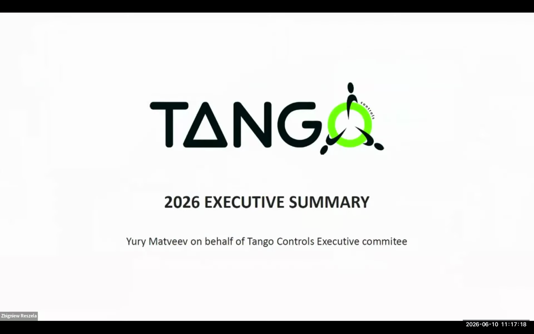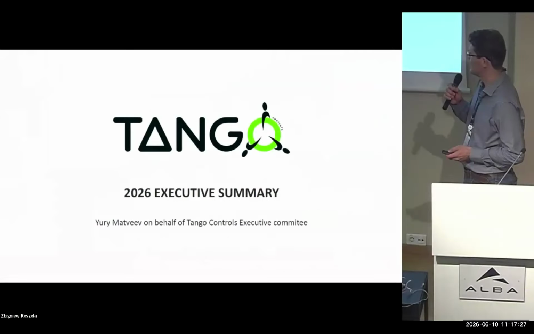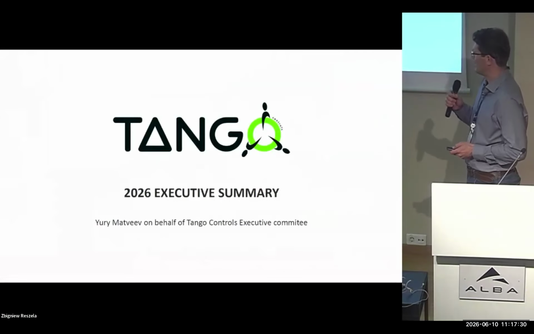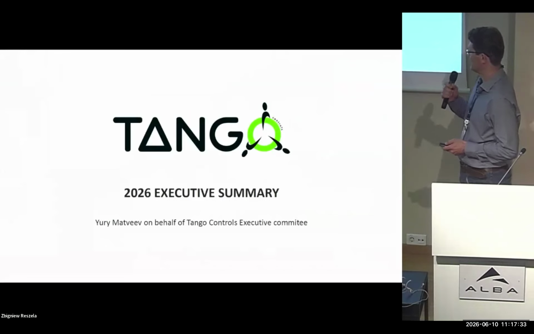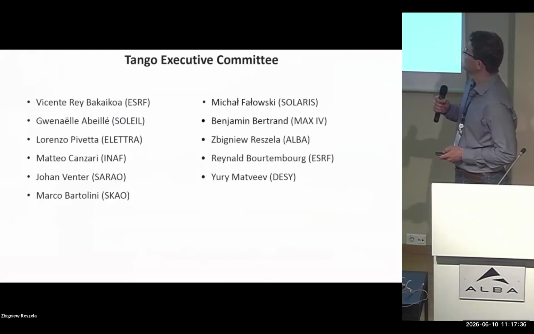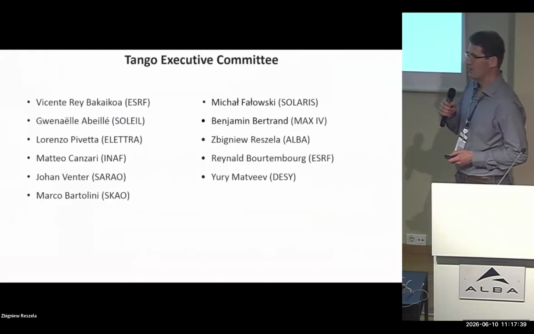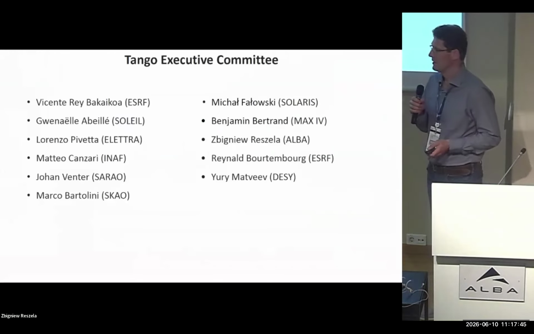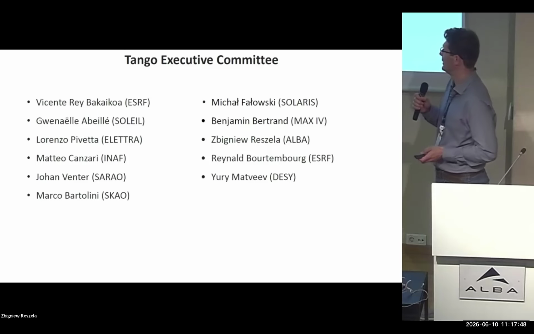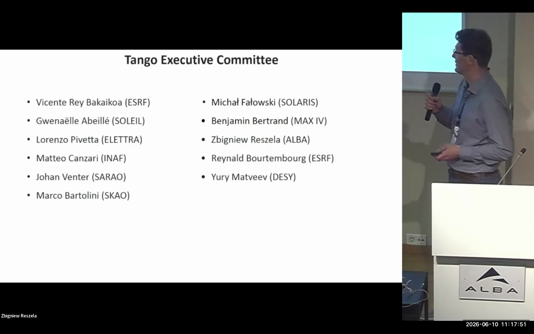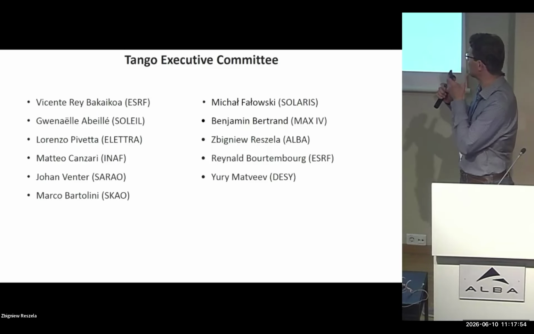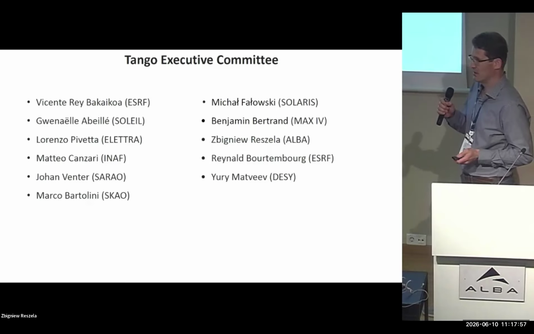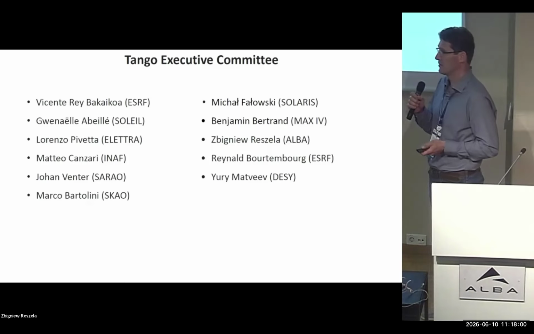Okay, thank you, Marco. I actually will be very short. This is an executive committee summary for this year till today. I'm Yury Matveev from DAISY, and also a member of the executive committee. Just to remind you, or if you don't know who we are, what is the executive committee right now? Tango Control consists of 10 members: SRF, Soleil, Electra, INAF, SRAO, SKO, Solaris, Max4, Alba, and DAISY. And each institution has one representative in the executive committee.